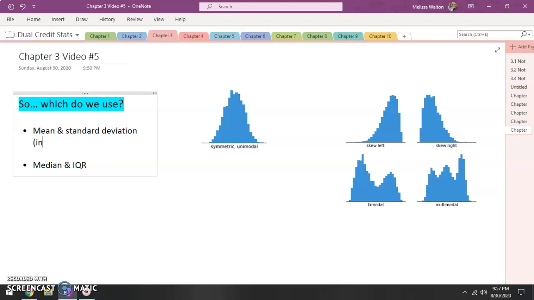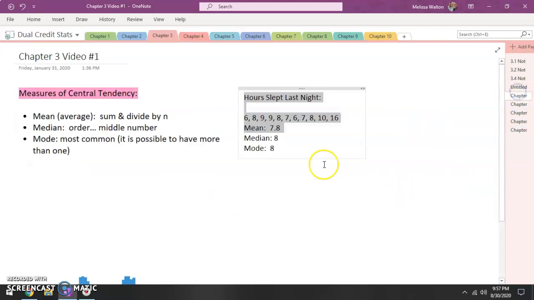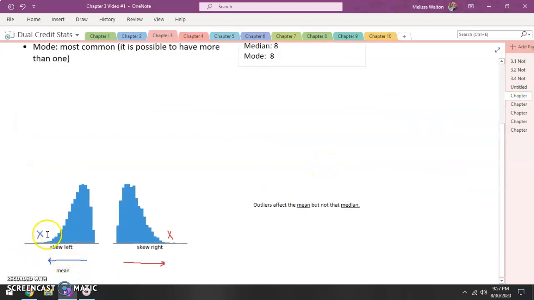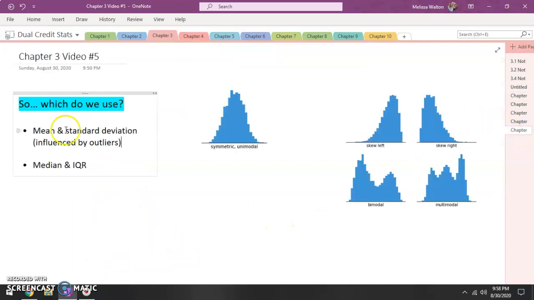Now let's talk about mean and standard deviation. Mean and standard deviation are influenced by outliers. They're very, very influenced by outliers. And we saw that in this. Whereas if we are skewed to the left with an outlier, our mean is dragged down with it. And if we're skewed to the right, our mean is dragged up with it. So mean and standard deviation only really work well with nice symmetric unimodal data, nice pretty data, because that mean and that standard deviation will be affected by outliers.